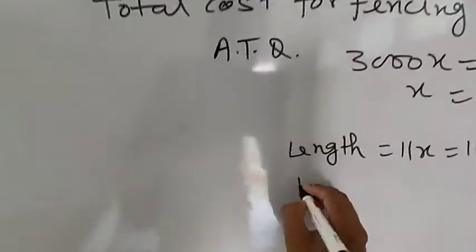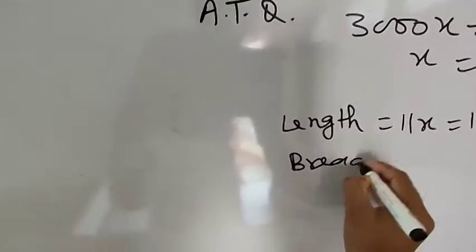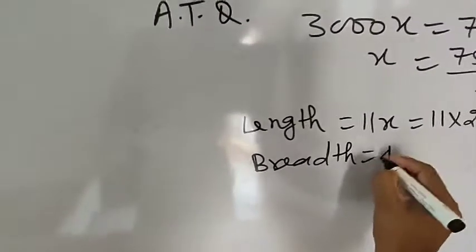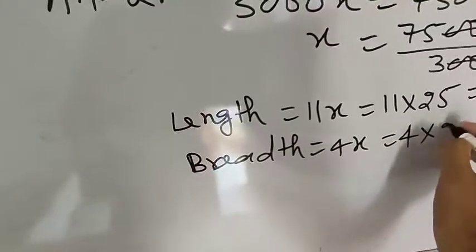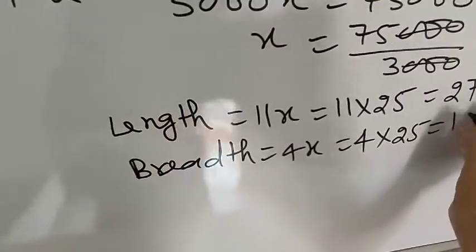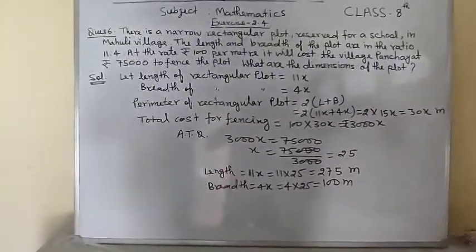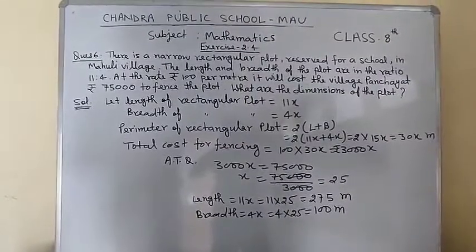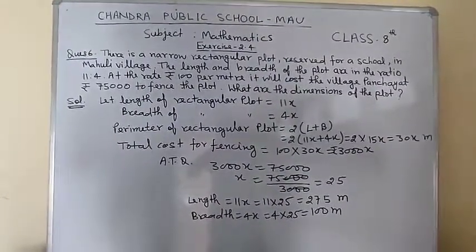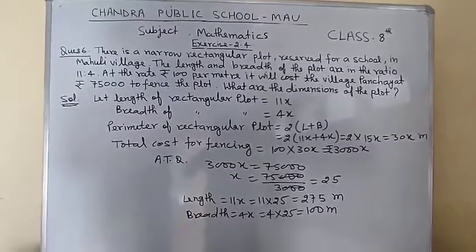And breadth equal to 4x, so it will be 4 into 25, that is equal to 100 meters. So it is the complete solution. You need to find the dimensions of the rectangular plot. It means you need to find the length and width. So that is the length and width of the rectangular plot.